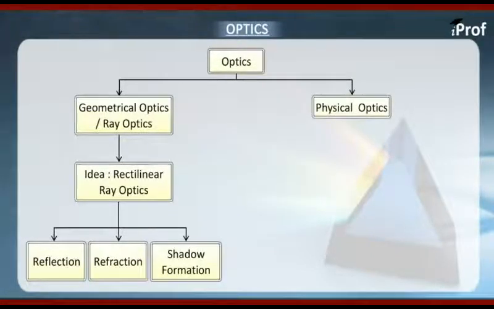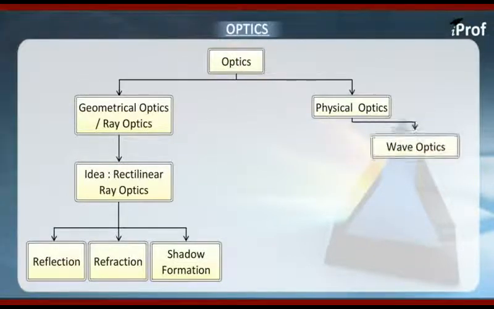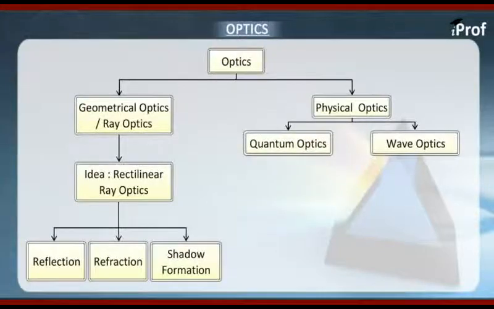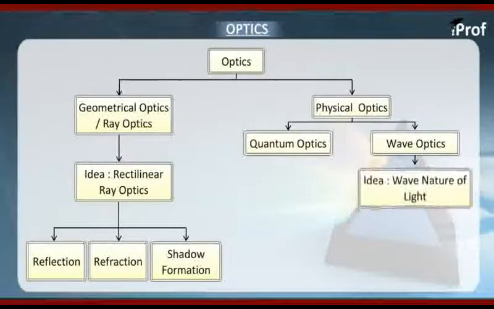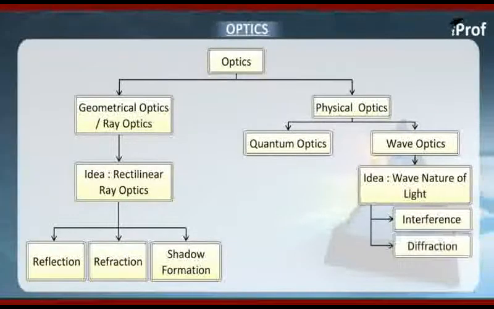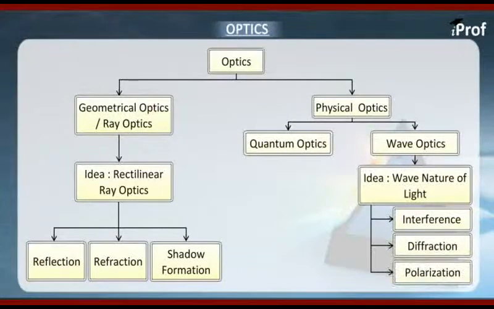Now let's see the other classification, and it is physical optics. Now this physical optics is divided further into two branches. One is called wave optics and the other is called quantum optics. Now this wave optics is based on the idea that light travels in the form of waves, and based on this idea we are going to study three important topics: interference, diffraction, polarization.